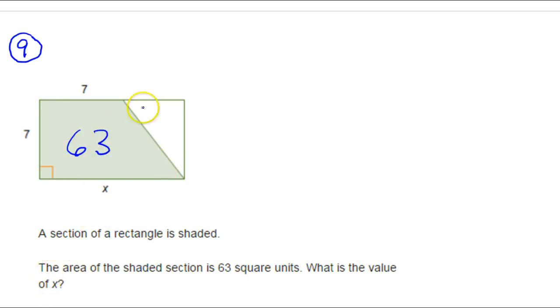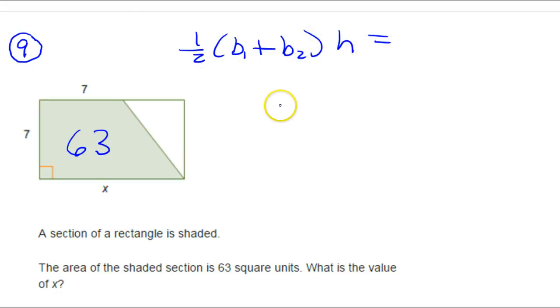Well, guess what? The shaded region is a trapezoid. And we know the formula for the area of a trapezoid is like this. It's 1/2 base 1 plus base 2 times height. Alright, that's the formula for the area of a trapezoid. So that should equal 63 since that's the area.